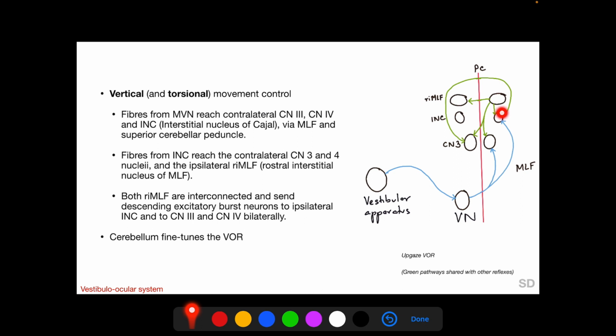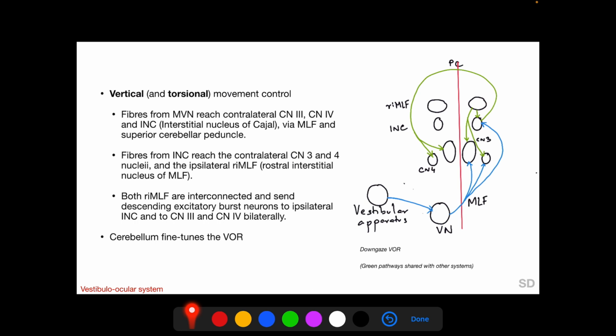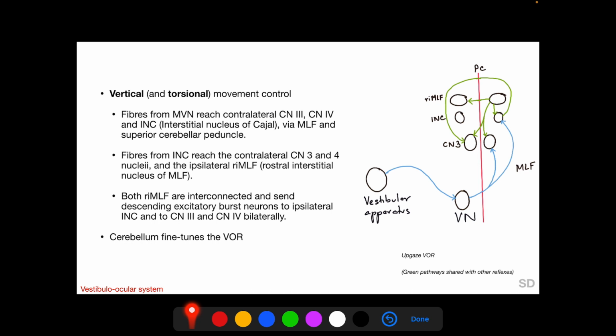Fibers from the INC project to the contralateral CN3 and CN4 through the posterior commissure, and also project to the ipsilateral RI-MLF, the rostral interstitial nucleus of medial longitudinal fasciculus, which is not shown in the diagrams. Both RI-MLFs are interconnected, and each RI-MLF sends descending axons from excitatory burst neurons to INC unilaterally and to CN3 and CN4 bilaterally.